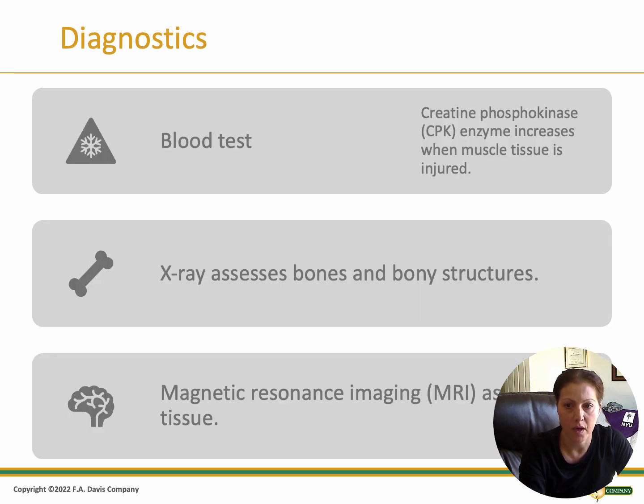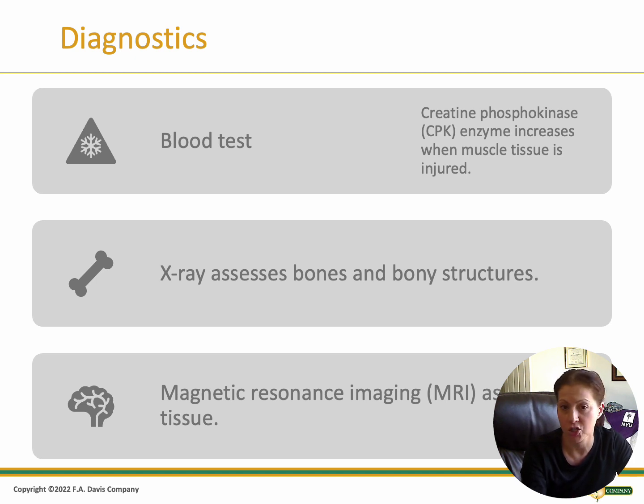There are a number of diagnostic tests that are conducted that tell us some information about how the joints, the bones, as well as more importantly the muscles, are doing, how they're functioning. Creatine phosphokinase, CPK, is an enzyme that increases when muscle tissue is injured. So if someone has injured a tissue or muscle tissue, those levels start to increase because there's more blood flowing to that area.